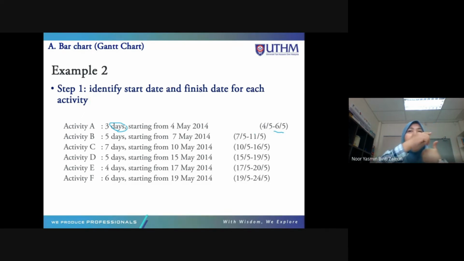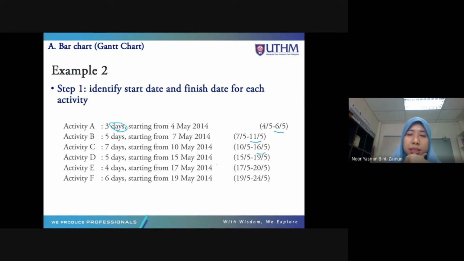So we need to count on the 7th day: 7, 8, 9, 10, 11. 5 working days, so it ends on the 11th May. Similarly, activity C for 7 days, so it will finish on 16th May.